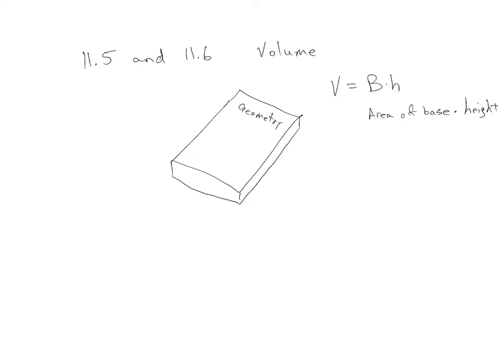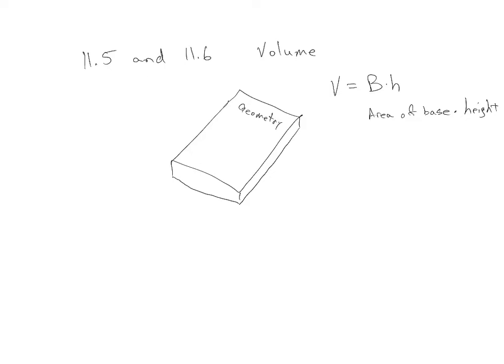And that's for any prism or cylinder. So if you had a triangular base, you'd have to know the area of a triangle. If you had a pentagonal base, you'd have to know how to find the area of the pentagon. And we're not going to do those. We're going to stick to squares, rectangles, trapezoids, and triangles for what we're doing here.